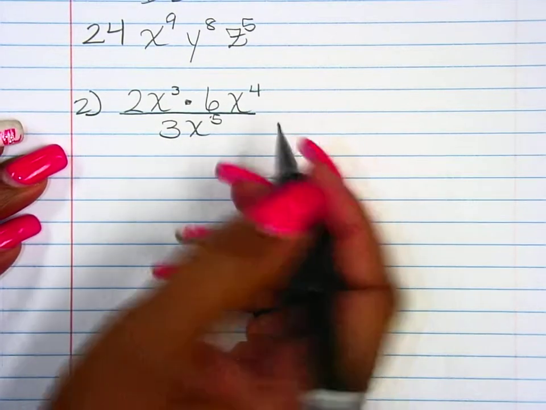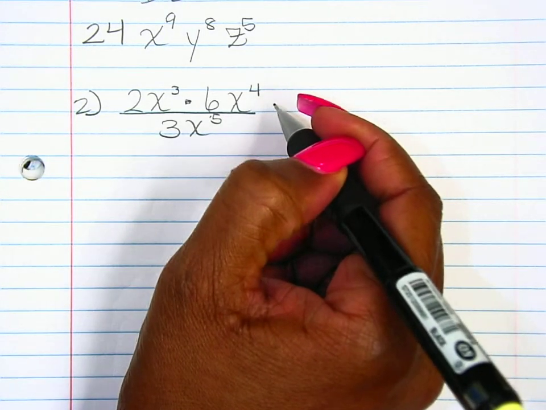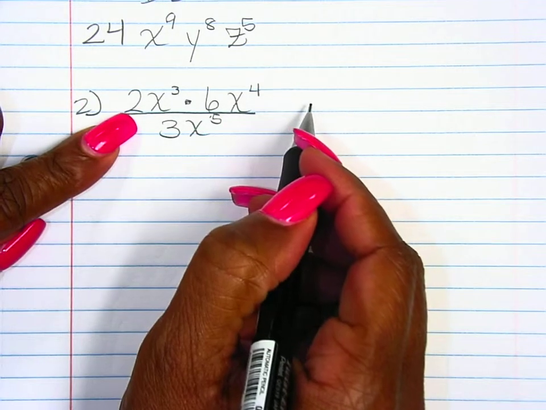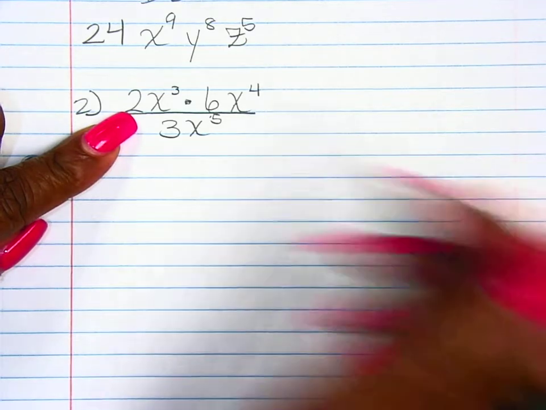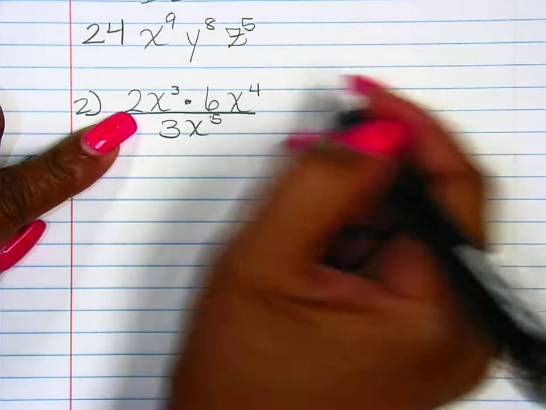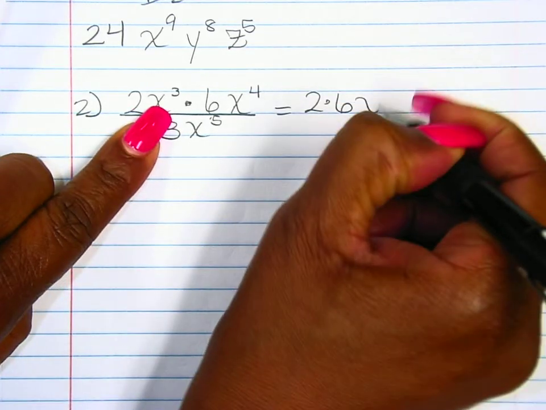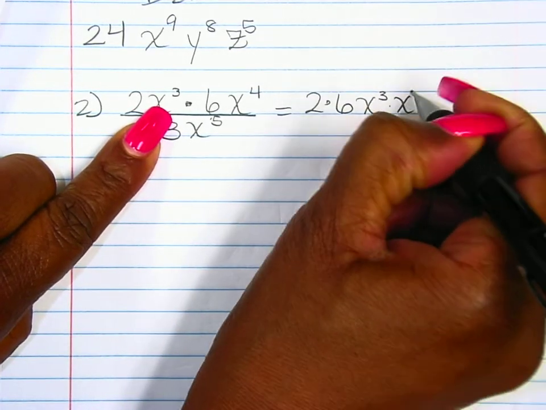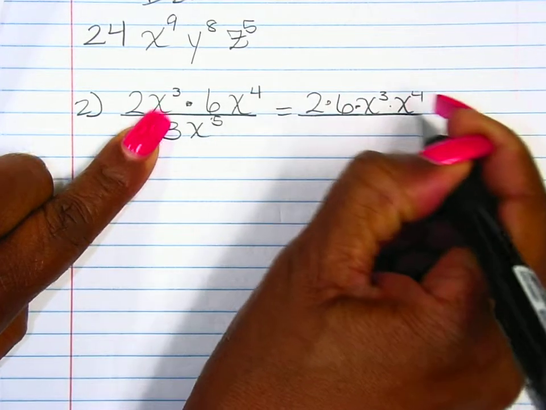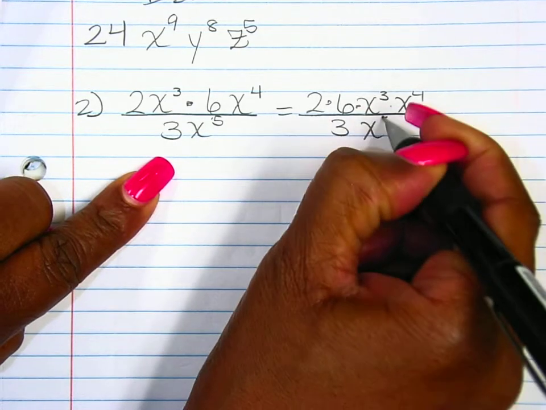So here, this is what I'm going to do. I'm going to write this in expanded form. You don't have to. Well, let me do it the short way, and then I'll do it the long way. So here, what I would do is say 2 times 6. Then I say x to the third times x to the fourth, all over 3 times x to the fifth.